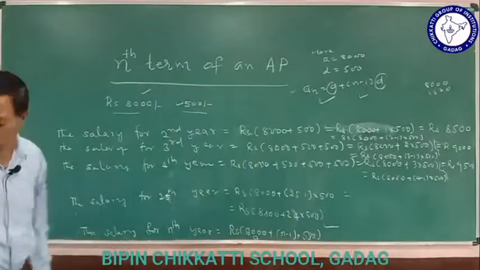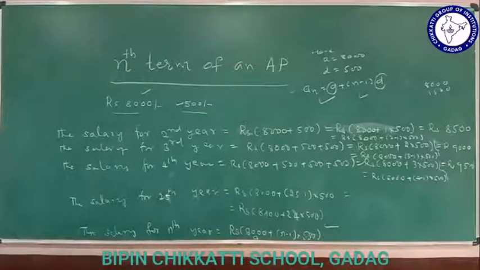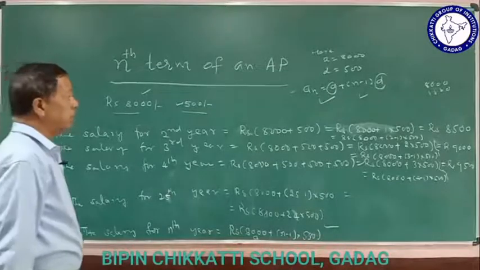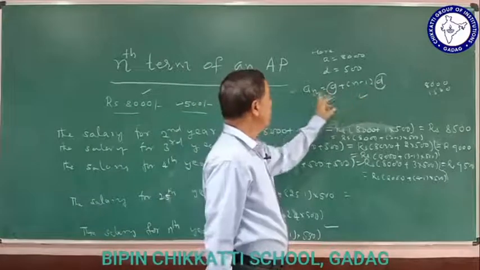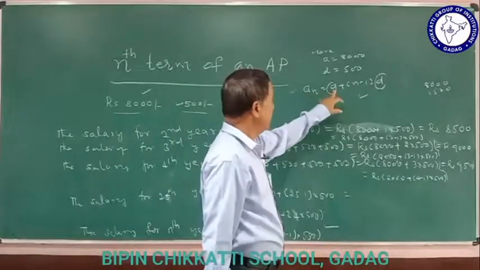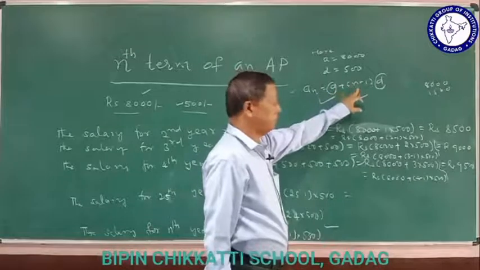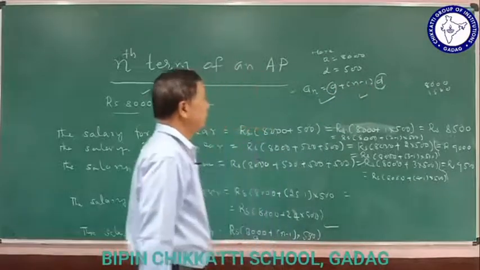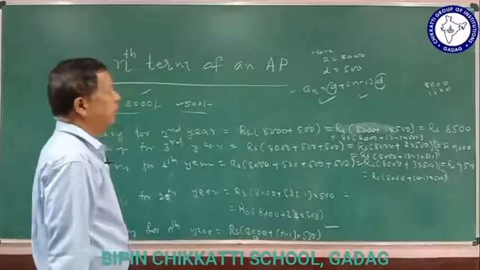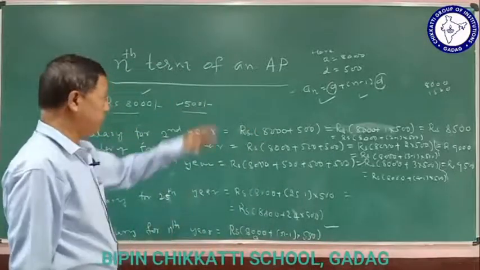Now I have to go for an algebraic example, to see how it works. What is the nth term formula? The nth term formula is A plus, in brackets, n minus 1 into D. An means the nth term, A means the first term, n means the number of terms, and D is the common difference. So here we will see this formula once again.